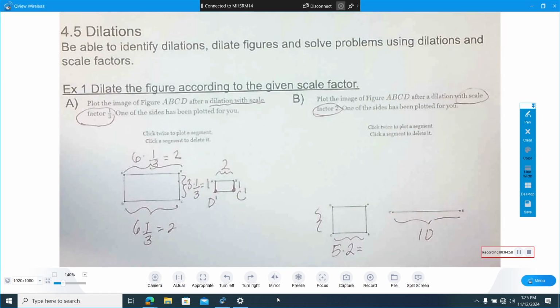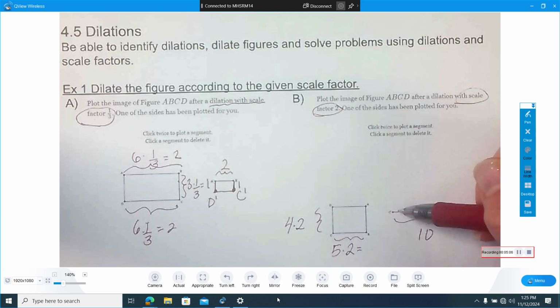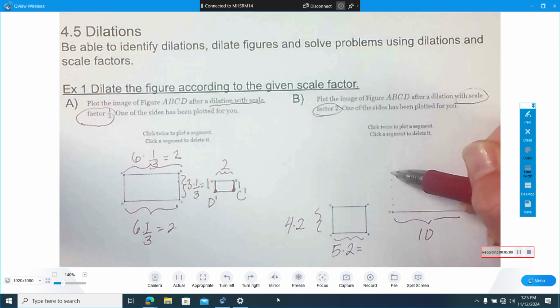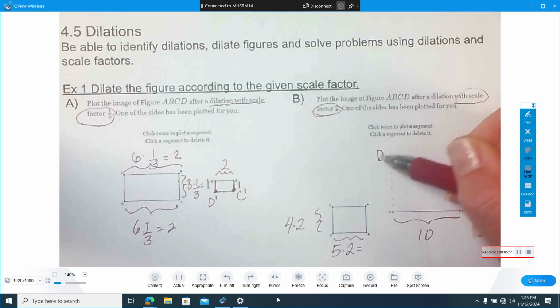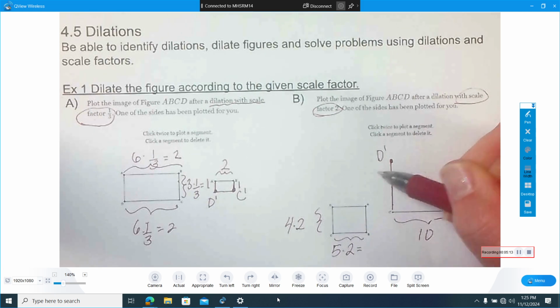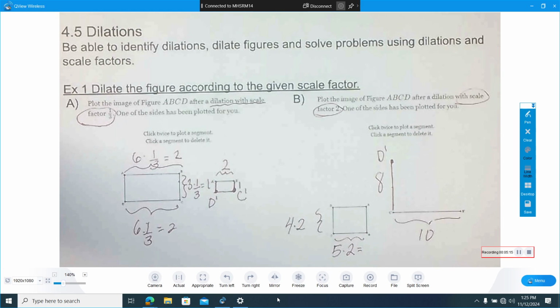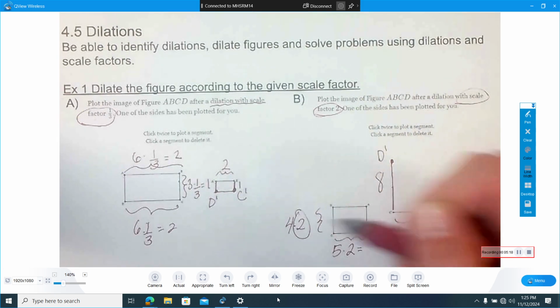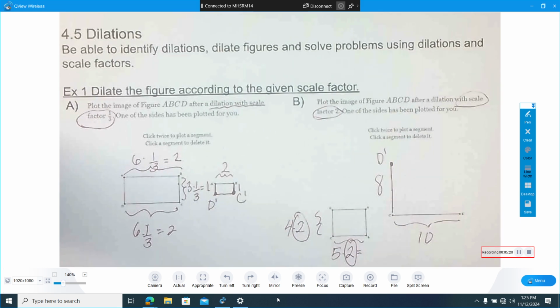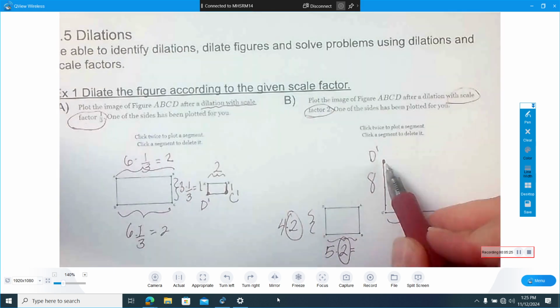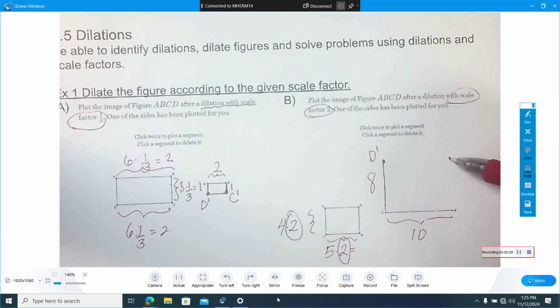What about this side CD? How long is that? 4, and we're going to multiply it by 2, and what should it become? 8. Okay. So 1, 2, 3, 4, 5, 6, 7, 8, and there is point D prime. It is a length of 8. Okay. So all we have to do is take our side lengths and multiply them by the scale factor to get us our new side lengths. And of course, from there we can just connect these dots pretty easily because it's a rectangle. So there is A prime, B prime. All right.